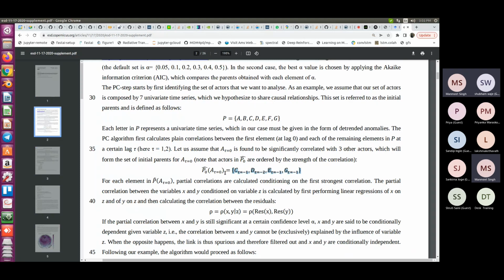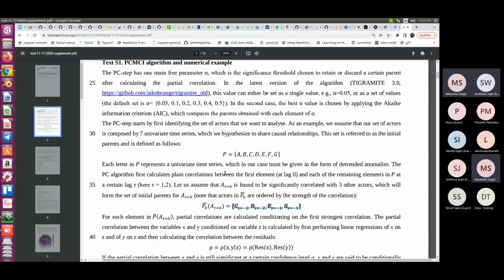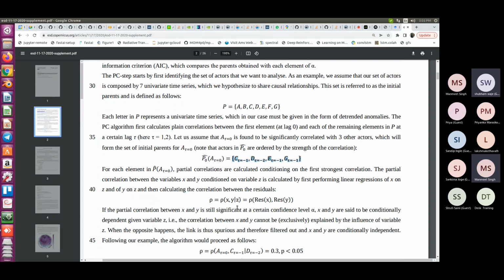PCMCI can be broken into PC plus MCI, and we are talking about the PC step. Now you would want to find out whether C and D, let's say for example X and Y in these, which are all causal parents of A, are actually the causal parents, or whether something else is driving them and then leading to a change in A, or driving them to be a parent.